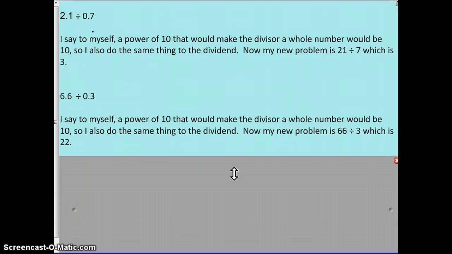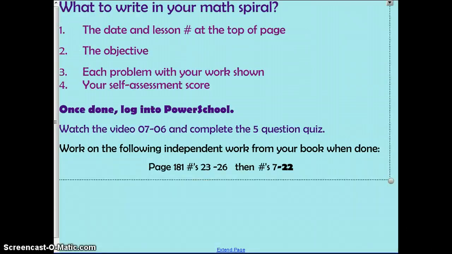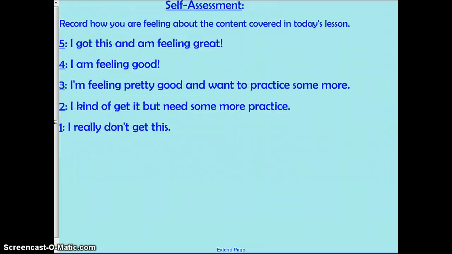Now, you should be ready to do the spiral notebook on your own, doing some problems. So, here's what you need to write in your spiral. Your assignment is below. Don't forget to do your self-assessment also. Pause if you need to write this down. Here's your self-assessment.